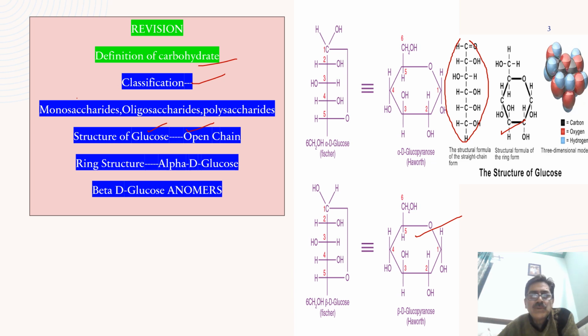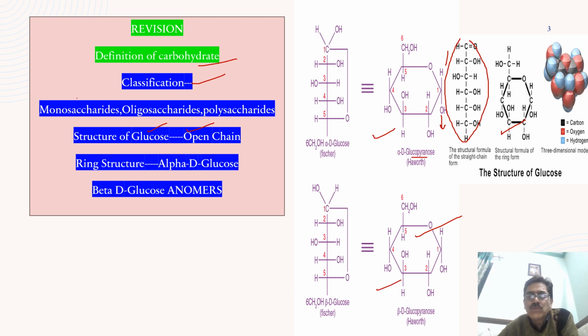Then we need to know what is alpha D glucose and beta D glucose. As you see in this Haworth ring, a representation of the ring structure of glucose, at carbon atom number 1, H lies above the plane of the ring and OH lies below the plane of the ring. So this carbon atom number 1 is an asymmetric carbon atom. It creates two isomers known as alpha isomer and beta isomer. So this is now alpha D glucose.